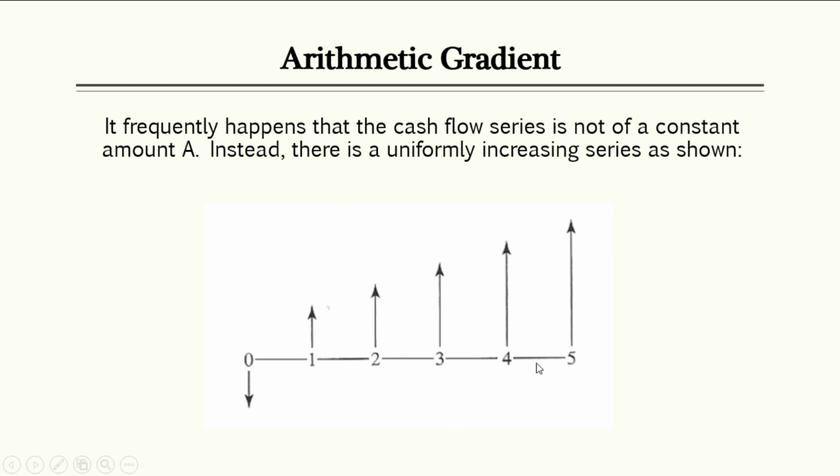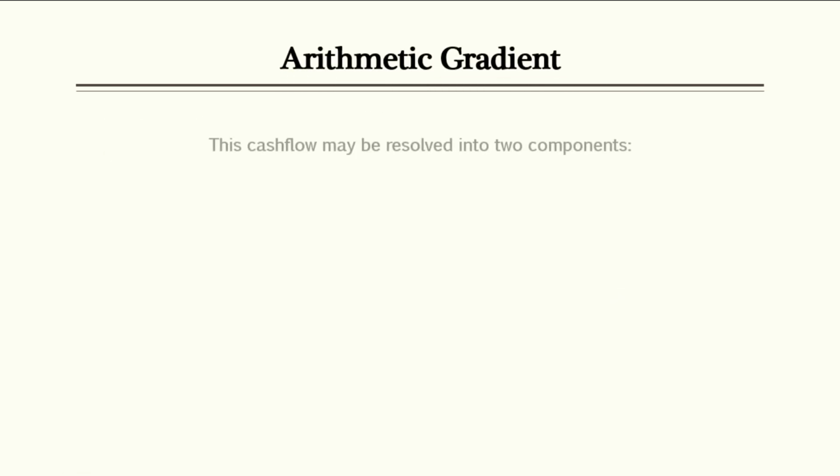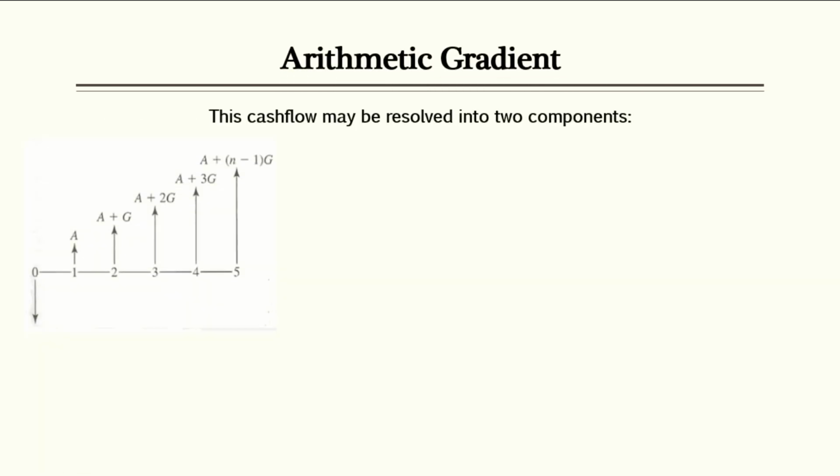So, sa case nitong example na cash flow diagram natin, yung disbursement natin ay increasing. So, ang tawag dito sa cash flow na to ay arithmetic gradient, kung saan dapat yung value na nag-increase sa kanya ay constant. So, tingnan natin yung cash flow niya in terms of this.